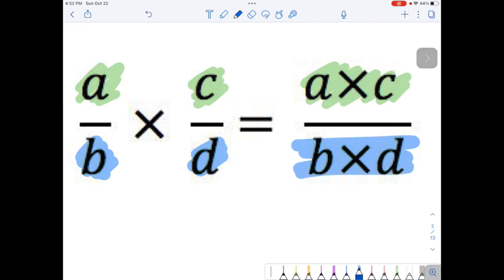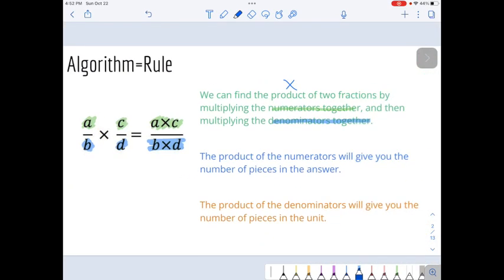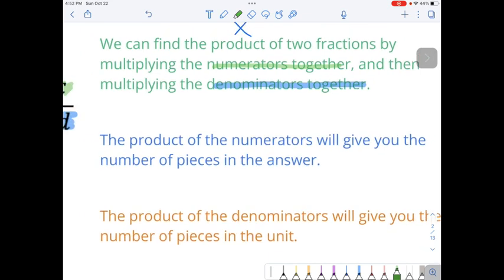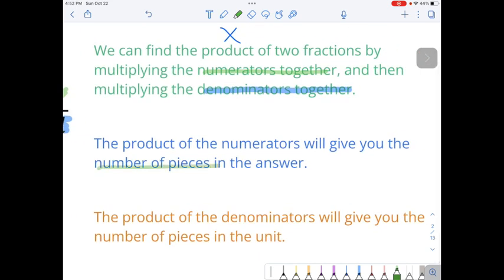We're going to spend just a little bit of time on why this works, because I think shortcuts are neat, but I think it's more important that you understand the why. If we look at the first part here in blue, it says the product of the numerators will give you the number of pieces in the answer. And the product of the denominators will give you the number of pieces in the unit. Boy, that sounds really complicated. Let's look at an example to see if we can really see what this means.